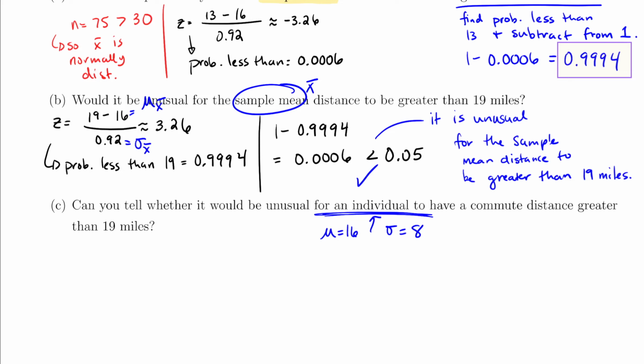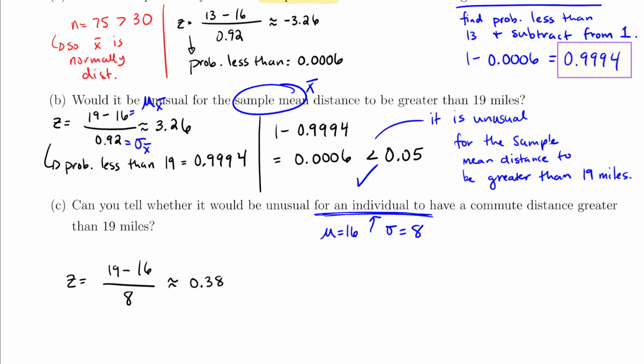So focus on those details. For the sample mean, when you do the z-score calculation, you need to first find mu sub x bar, sigma sub x bar. But if it's for a randomly chosen individual, then you can go with the original mean and standard deviation given. Now in this case, my z-score would then be 19 minus the 16, now divided by 8. Let's round that to 2 decimal places. And we get 0.38 as the z-score.